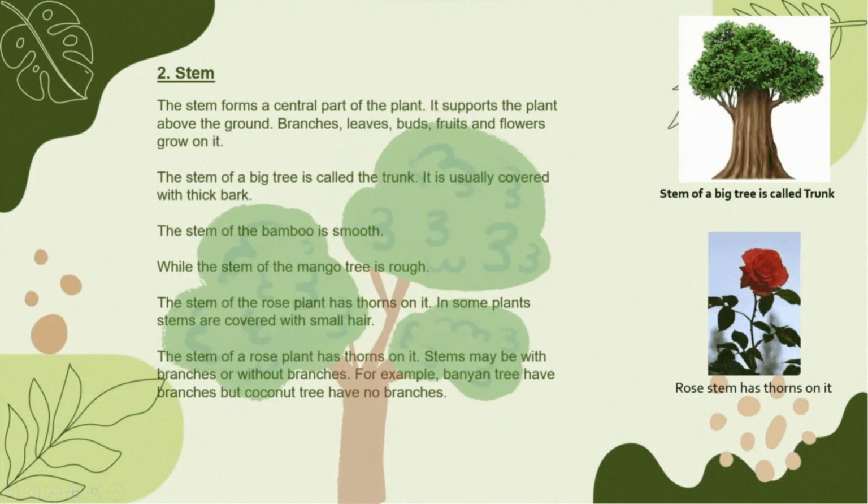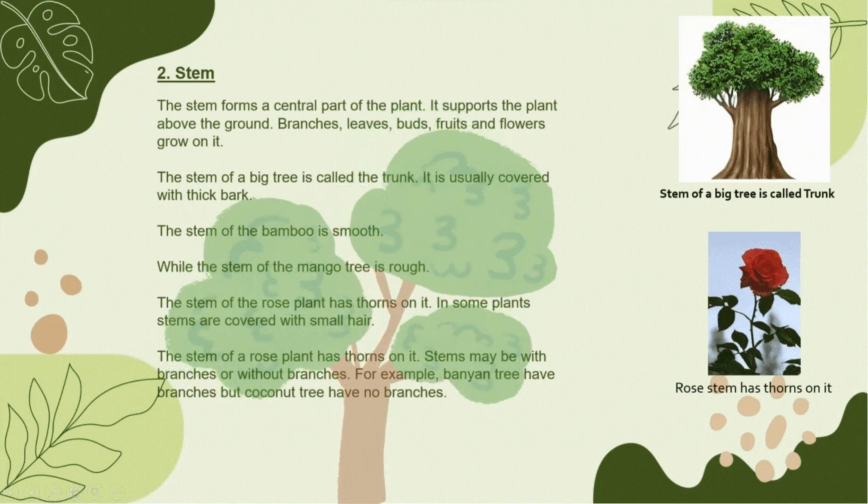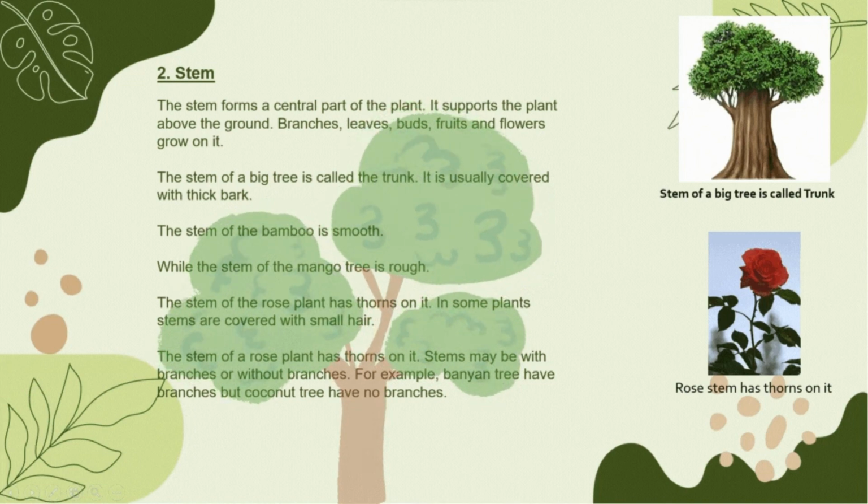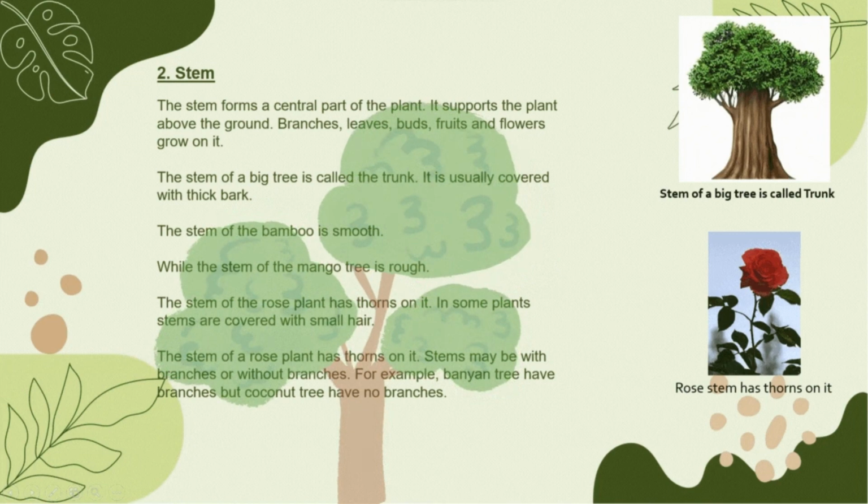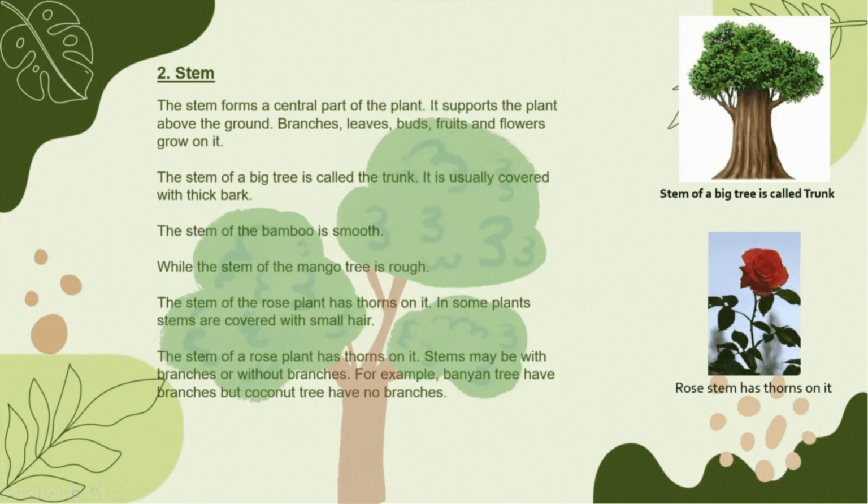The stem of the rose plant has thorns on it. In some plants, stems are covered with small hair. Stems may be with branches or without branches. For example, banyan tree has branches but coconut tree has no branches.